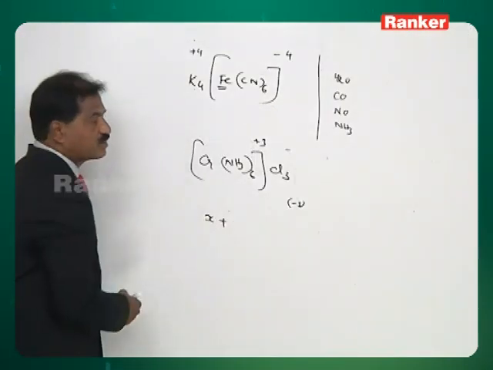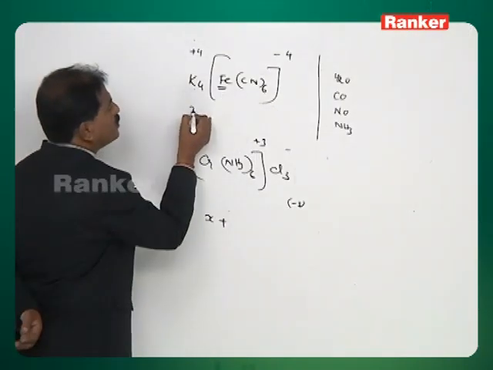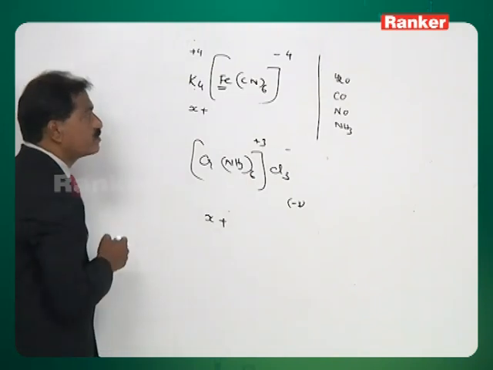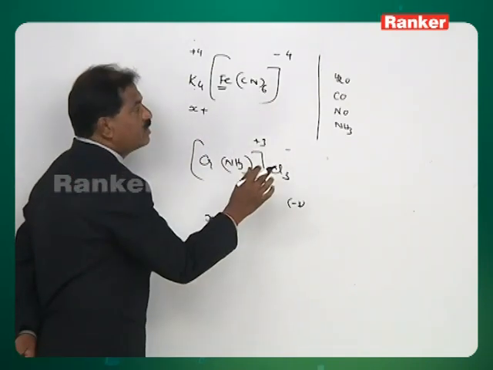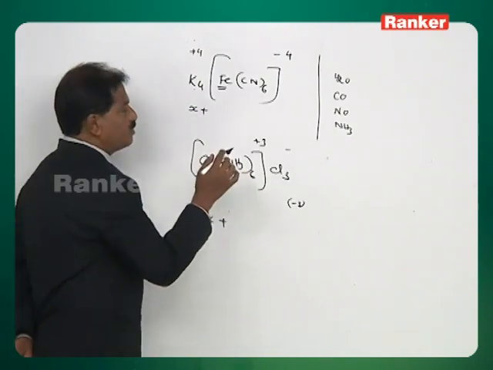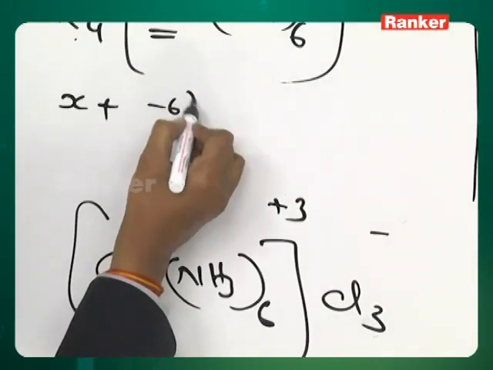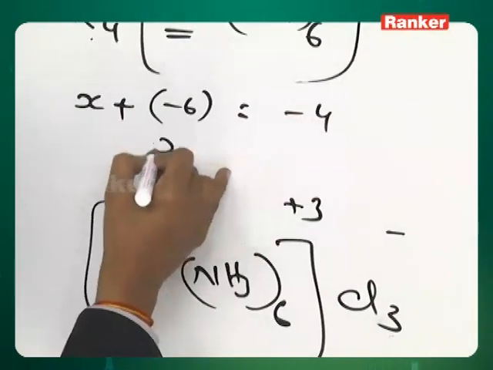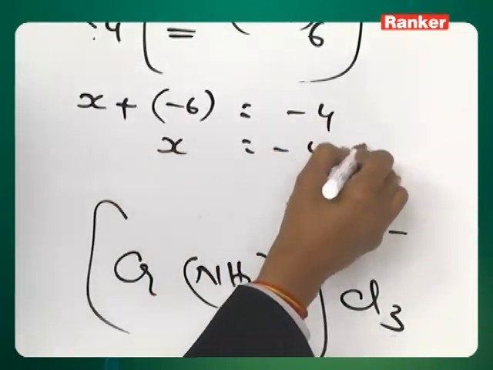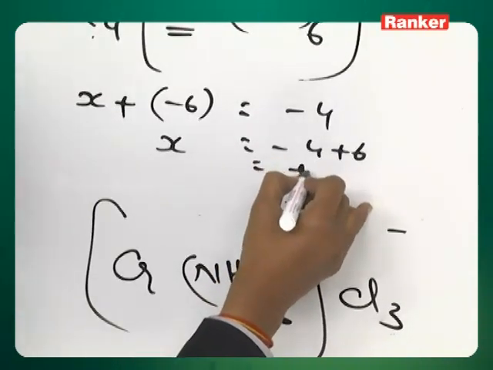Let us say X. Similarly, we want to find out the oxidation state of the iron here. Let us say X. Next, cyanide ion. Wherever they are present, each cyanide ion will carry 1 unit negative charge. Therefore, 6 such ions are present. So X minus 6 is equal to minus 4. Therefore, X is equal to minus 4 plus 6. So, here plus 2.